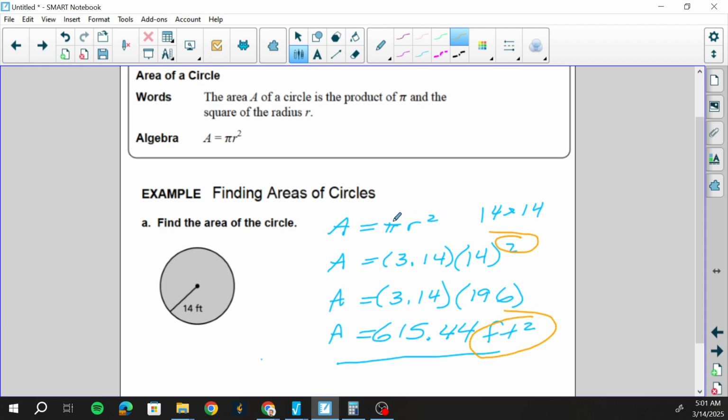One more time, you write out your formula. You substitute 3.14 for pi. You substitute the value of r in for r, so the radius given in the diagram. You multiply that by itself because that's what the square means. You then multiply 3.14 by 196 and you get your answer, and then you put down your units, and your units are square units because it's area. Let's try the next one.